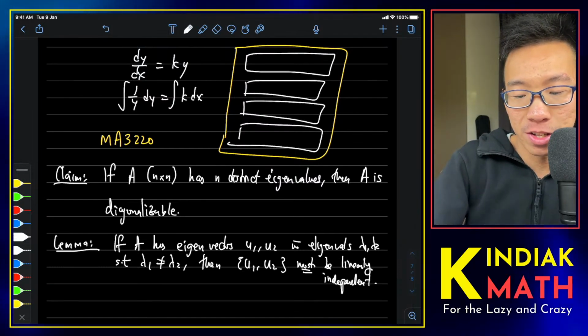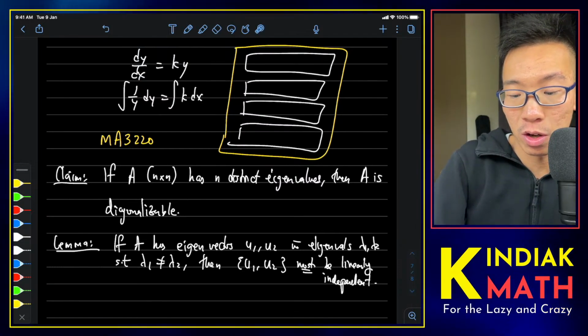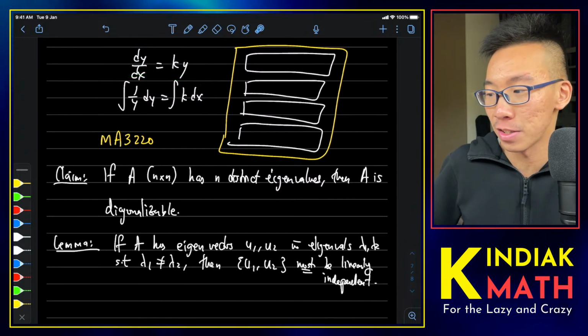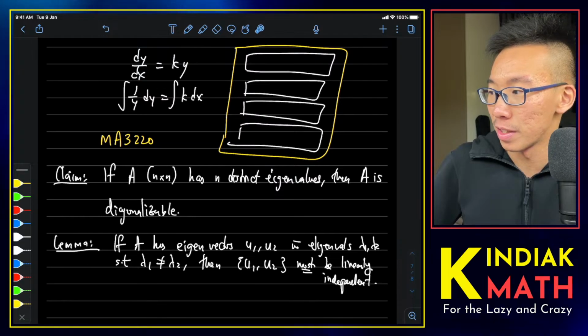Oh, and for integration, deriving the method actually does involve integration. That's how we get the e to the kx terms. We're actually using that.